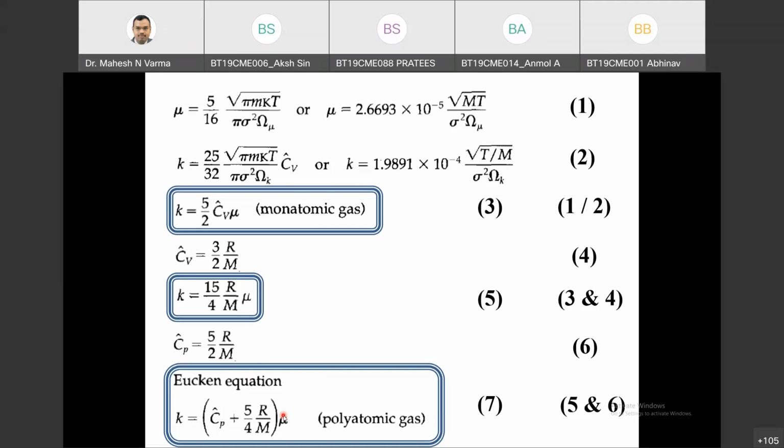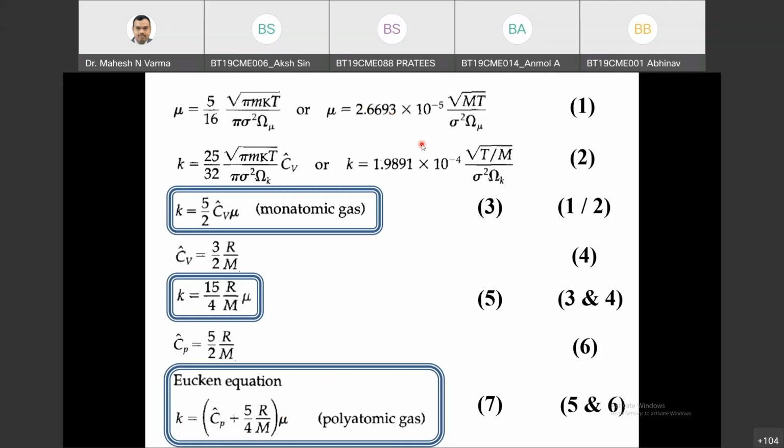Anybody can give input regarding a fourth way to solve this problem? Yeah, roll number 6, Aksh. Yes, sir. Sir, we can do one thing. We can find out mu using that equation only, the Chapman-Enskog equation, Maxwell equation. Very good. Excellent. Then we can use it in the Eucken equation. Very good, that would be excellent.